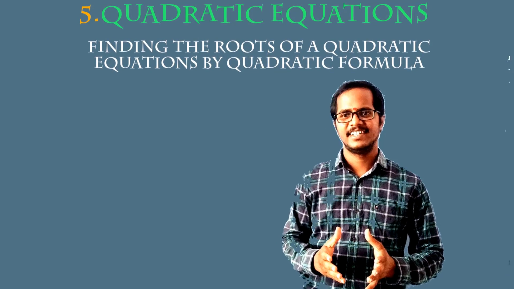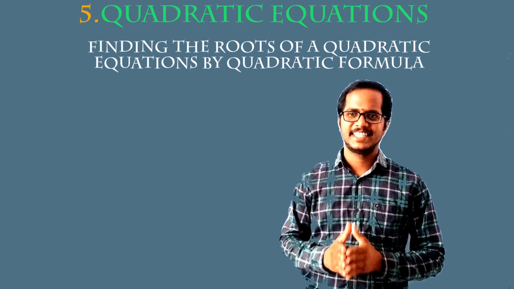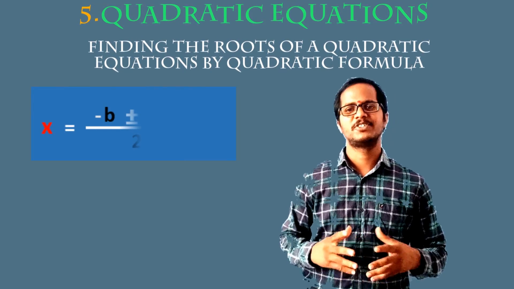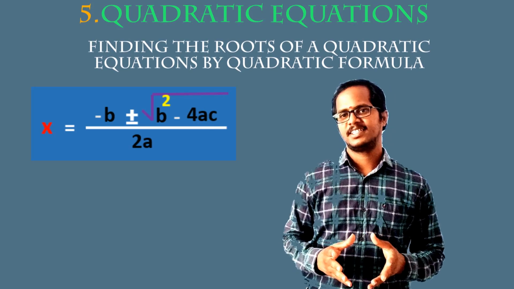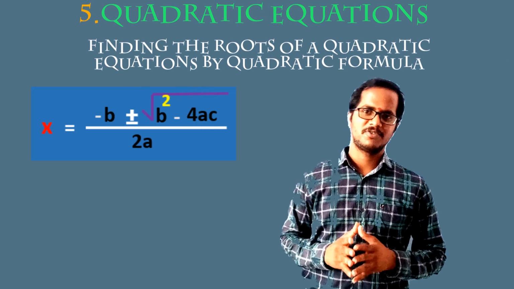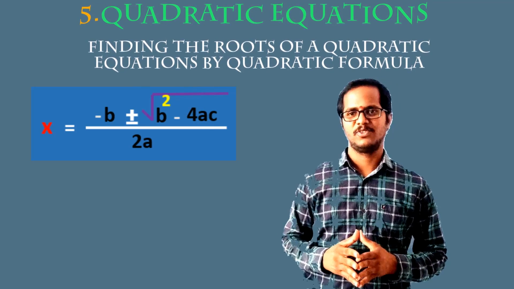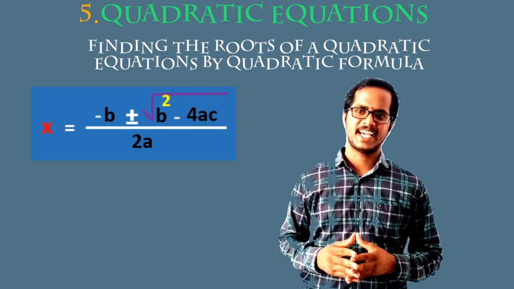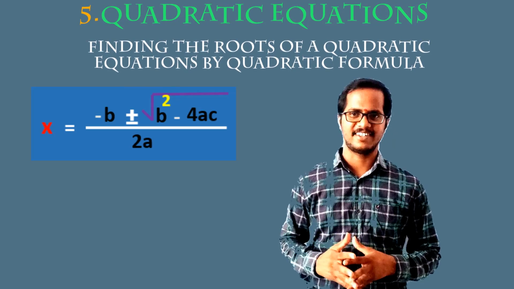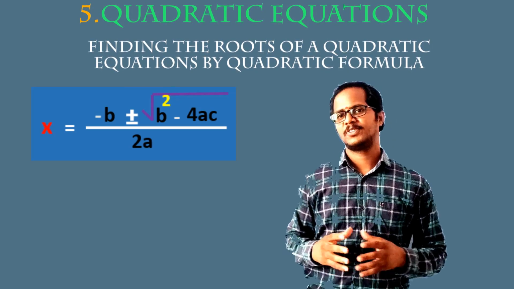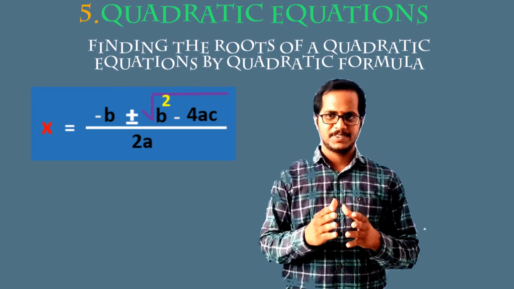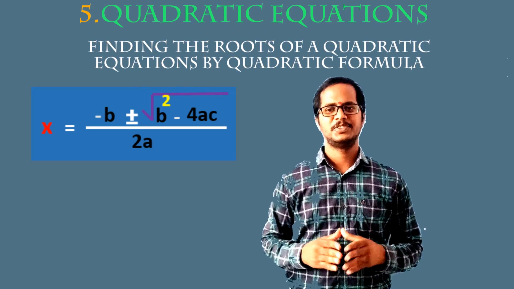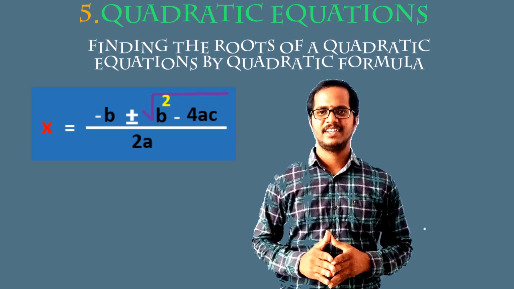Very good. The quadratic formula is x equals minus b plus or minus under root b square minus 4ac by 2a. And we know that to use this formula, first we have to find the value of b square minus 4ac, so that we can decide whether the given quadratic equation has real roots or not. Now today also we are going to do some example problems from the textbook using the quadratic formula.